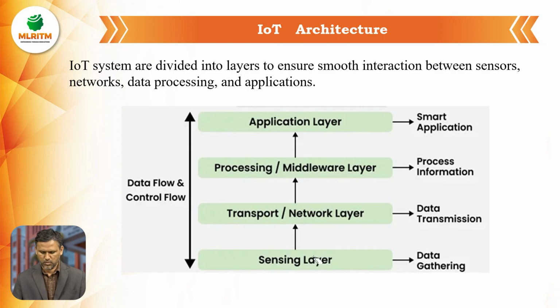So see here, sensor layers are for data gathering. Next, the transportation layer or network layer, for data transmission. Next, the processing or middleware layer, which processes the information. Next, the application layer, for the smart applications.